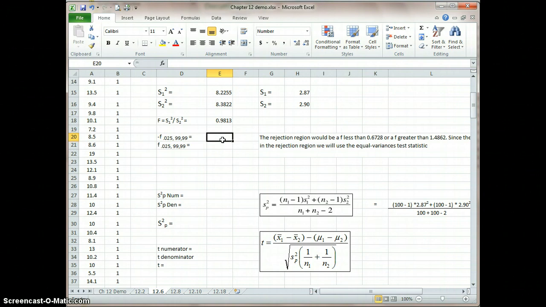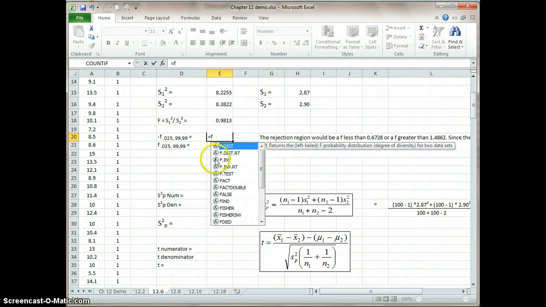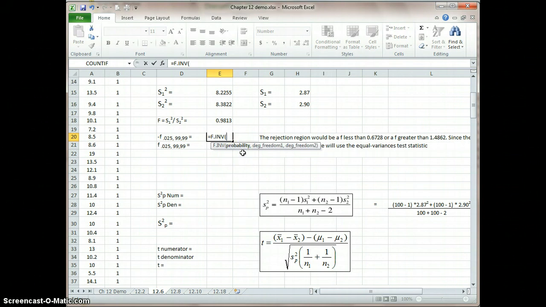And now we can use the F.INV function to give us that. We're going to take the probability, which is 0.025, and then the 99, because it's 100 minus 1 for the degrees of freedom for the first sample, and the same thing for the second, which gives us 0.6728.